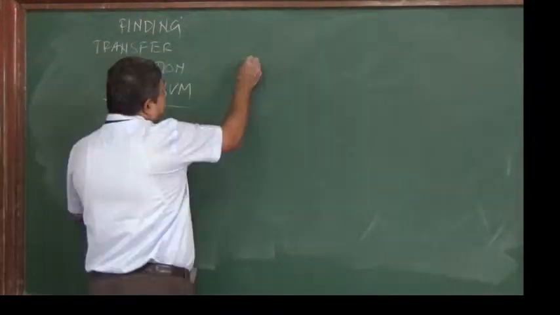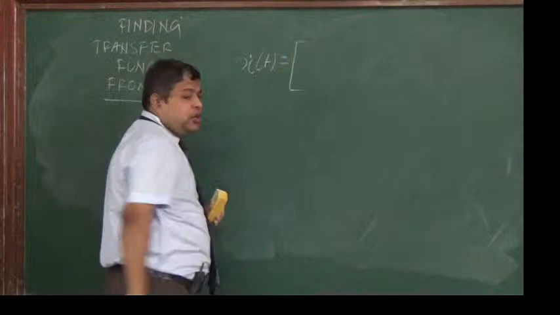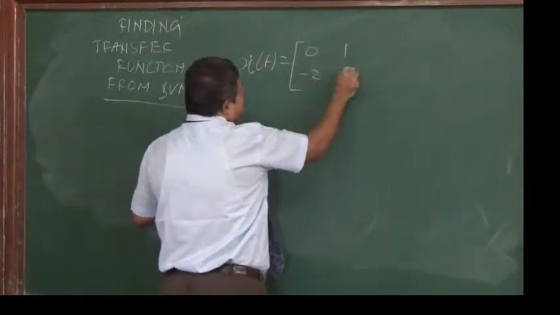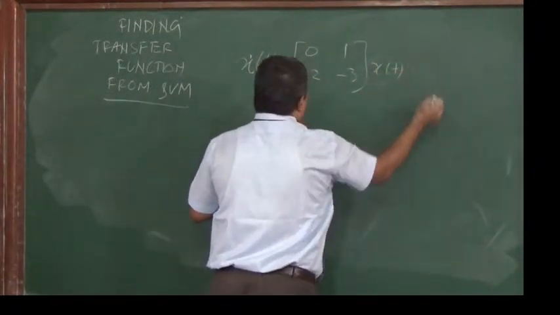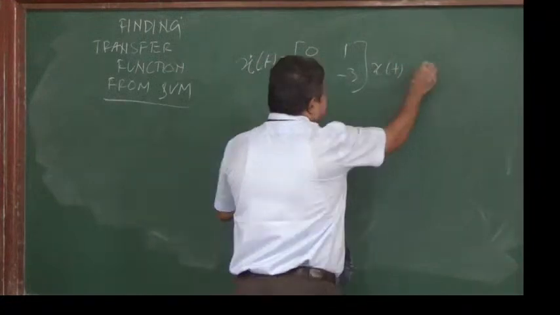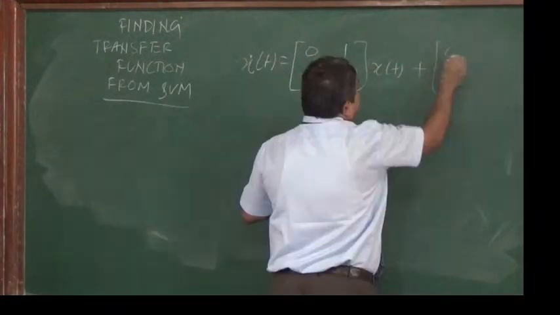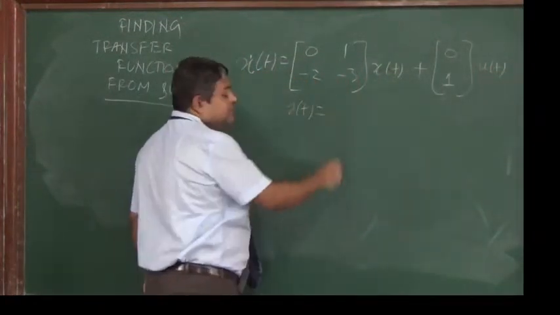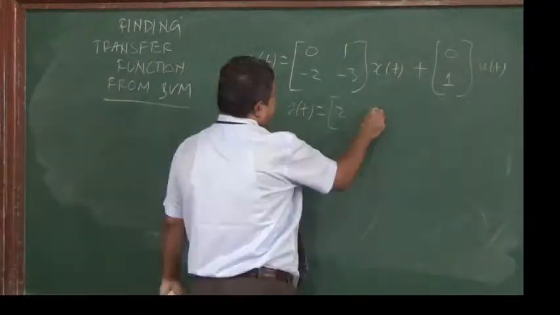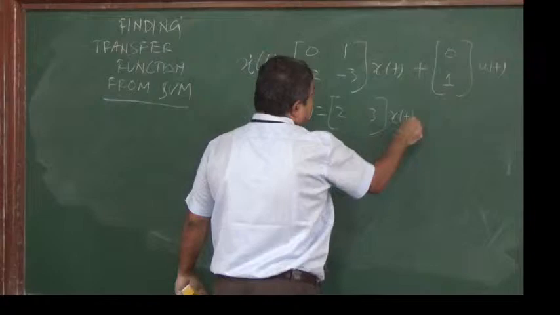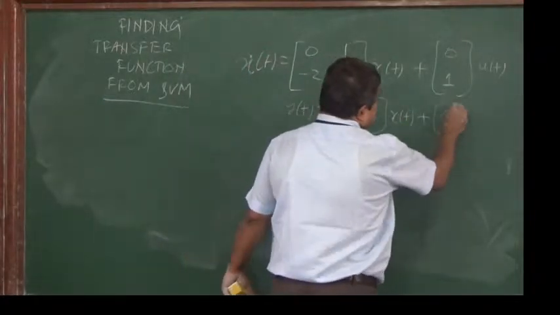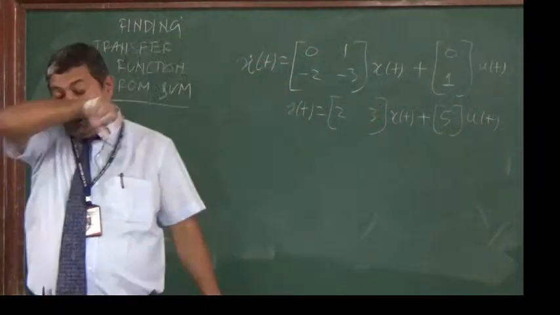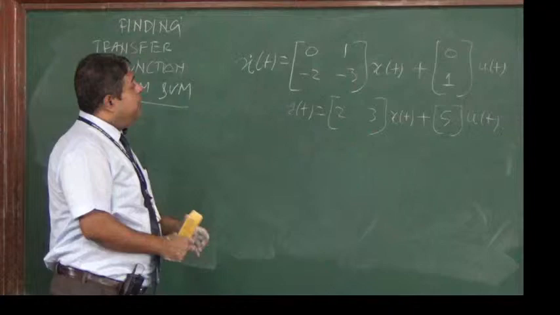So you can start writing with me. x dot t is equal to, this is a very standard numerical, x dot t is equal to [0 1; -2 -3] of x(t), and plus the B matrix is given by [0; 1] u(t), like this, and the output y(t) is given as [2 3] of x(t), and the D matrix is given as 5. The direct transmission matrix is given like this. So this is another standard system where n is equal to 2, that is, there are 2 state variables.